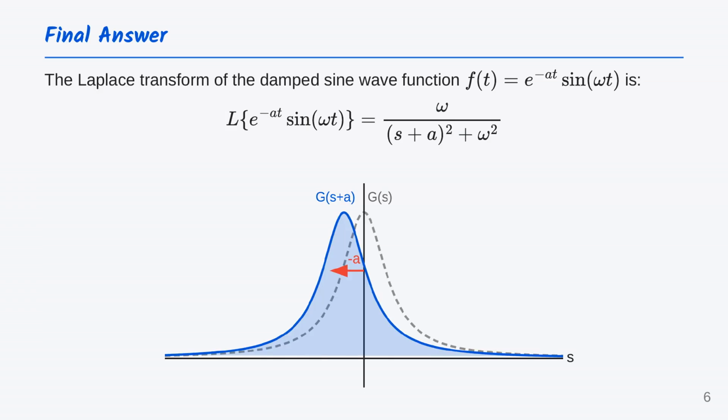So let's put it all together for our final answer. The Laplace transform of the damped sine wave f of t equals e to the minus at times the sine of omega t is omega divided by the quantity s plus a squared plus omega squared.